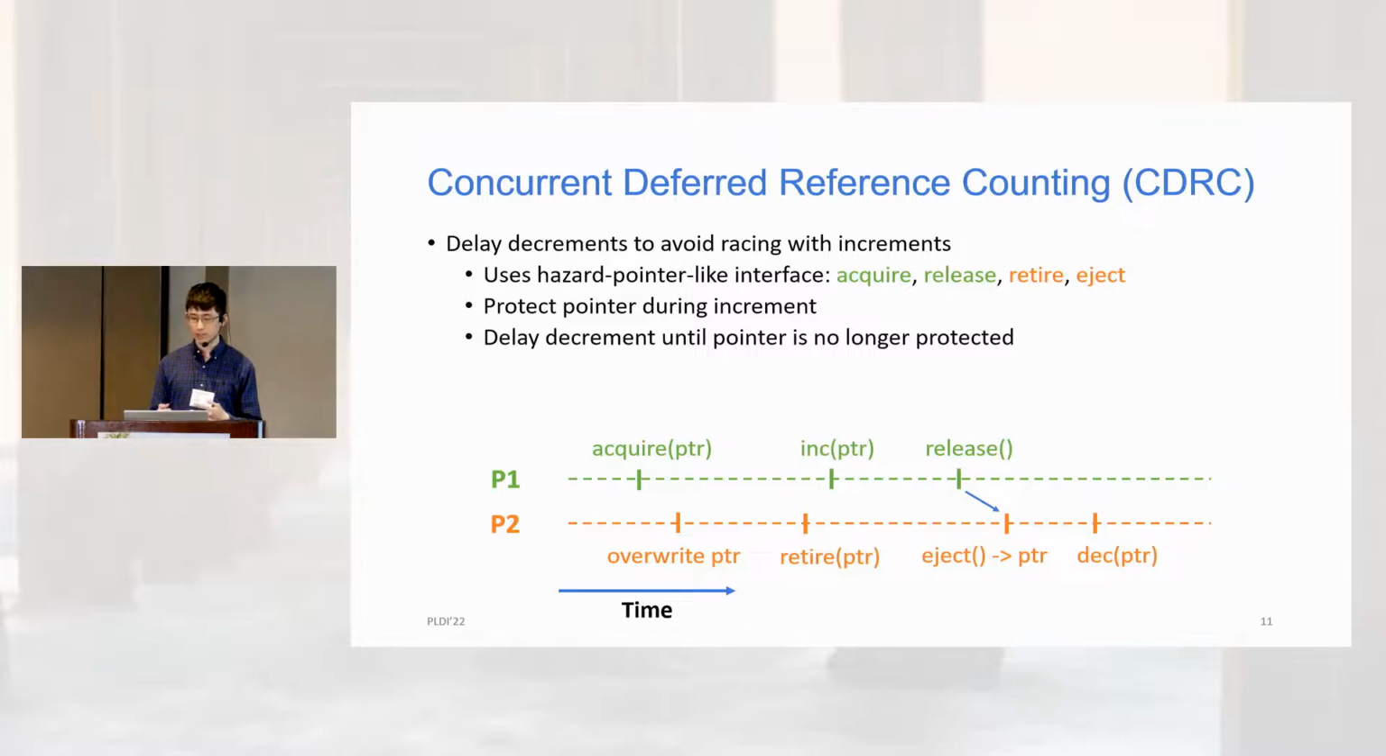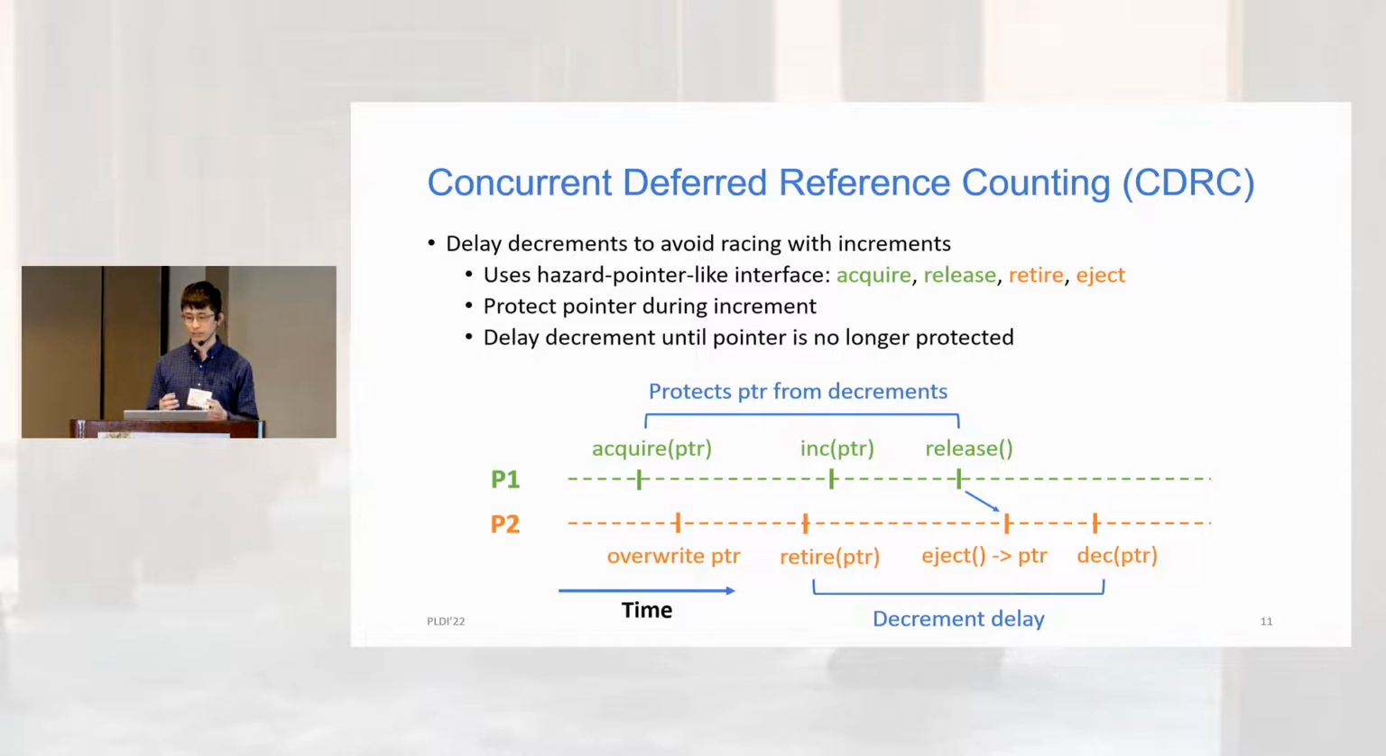To do this, they use a hazard pointer-like interface with 4 operations: acquire, release, retire, and eject. Acquire and release are used to protect the pointer while the increment is happening. And retire and eject are used to delay the decrement. So after you destroy a pointer, instead of decrementing right away, you pass it to retire, and then some later eject operation will return the pointer when it's safe to actually do the decrement. The nice thing about this approach is that when the object reference count reaches 0, it's guaranteed that there are no more pending increments on that location, so the object is safe to free right away.